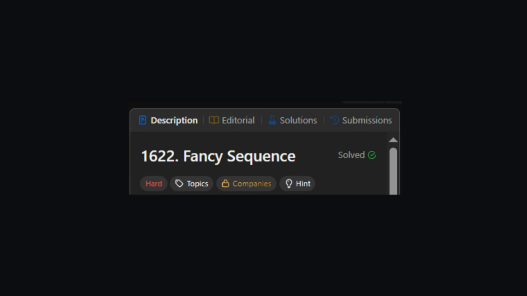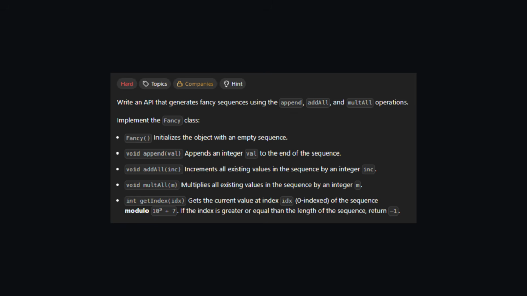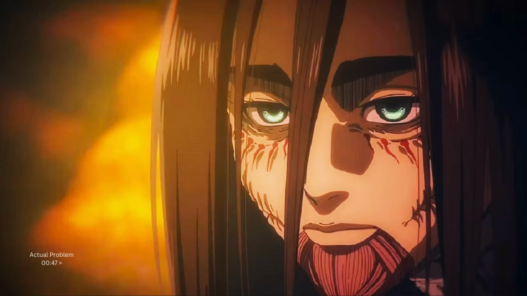Today we are solving LeetCode 1622, Fancy Sequence. Before we get into the actual problem, let's start with a short analogy. If you'd prefer to skip it, you can move to the next timestamp where we begin the problem directly.